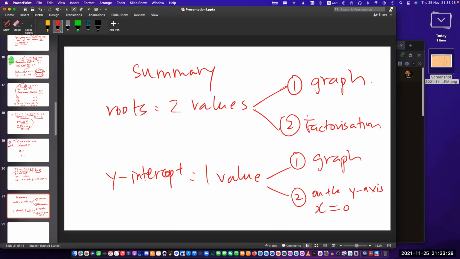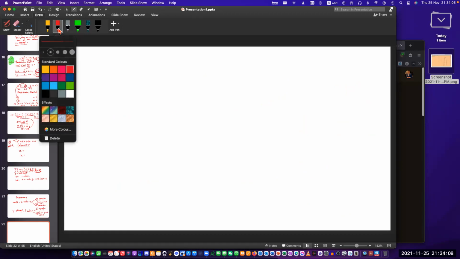For the factorization, if you still remember, it's on the x-axis. And what's the meaning of being on the x-axis? Can you still recall? Which one is equal to 0 on the x-axis? Y is equal to 0. So this is factorization. If you cannot recall what is equal to 0 on the x-axis, or what is equal to 0 on the y-axis, what you could quickly do is this.